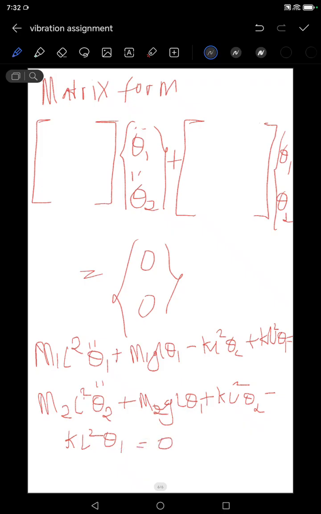Now we're going to focus here on the first equation. On our first equation, we have a theta dot dot 1, and we're going to take the coefficient of theta dot dot 1, which is m1 L squared. So we're going to write it here, m1 L squared. And then here on our first equation we don't have the theta dot dot 2, so it's going to be 0.